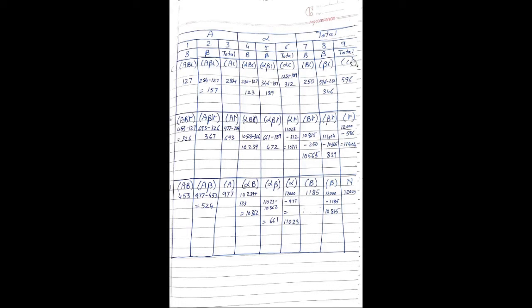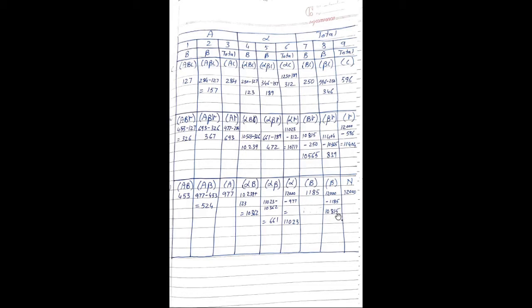Now we are given C total as 596. So 12,000 minus 596 will be gamma total, which is nothing but 11,404. We have B total as 1185. We have total N as 12,000. So we can get beta as 12,000 minus 1185. So the answer is 10,815. Now find out the remaining values.